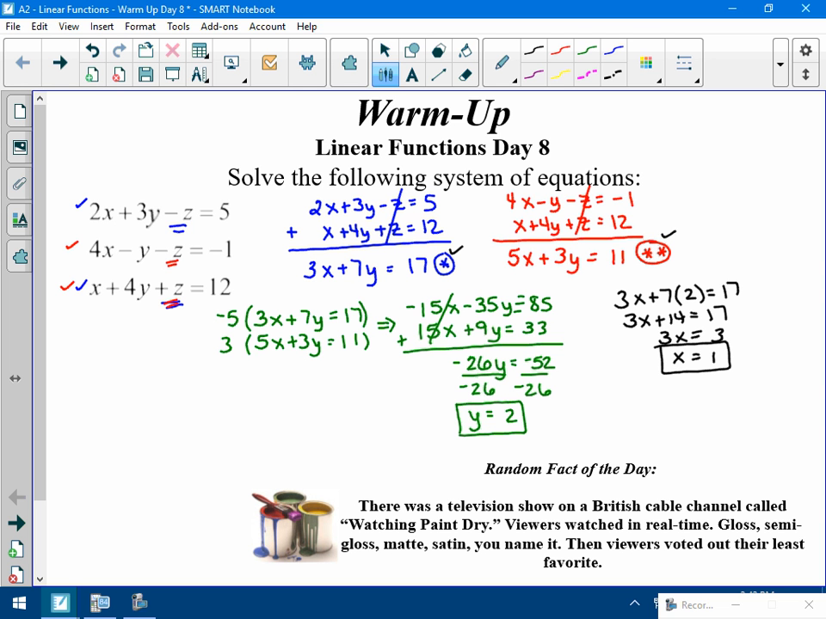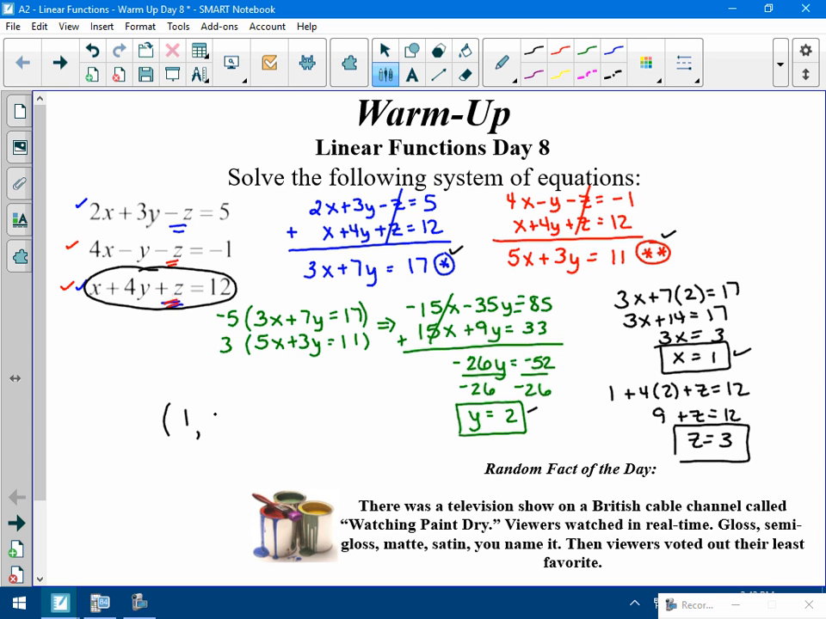And then finally, take both of these, x equals 1 and y equals 2, and plug it into any of the originals. And it doesn't matter which of the originals we use. I'm just going to choose that last one. So x is 1 plus 4, y is 2, plus z equals 12. That's really 1 plus 8, so 9 plus z equals 12. I'm going to end up with z equals 3. So putting that all together, it's a point in 3D space. 1, 2, 3. Remember, that has to correspond to x, that has to correspond to y, that has to correspond to z.